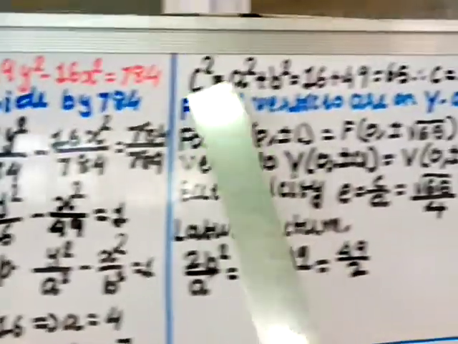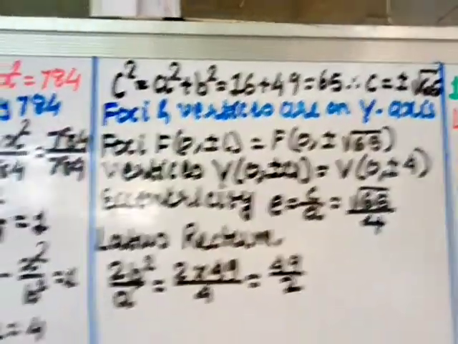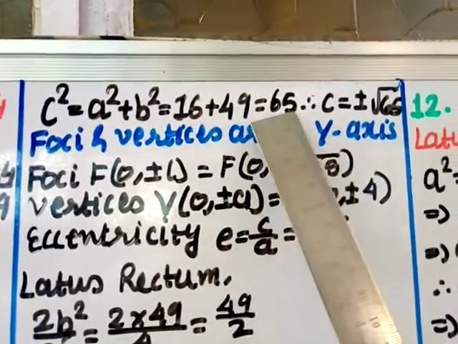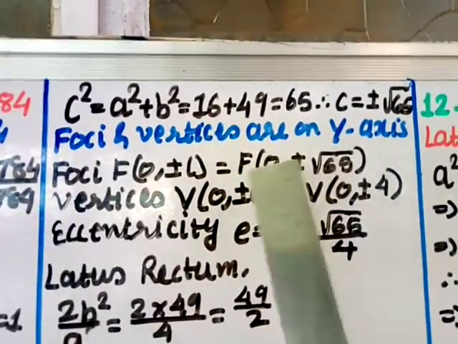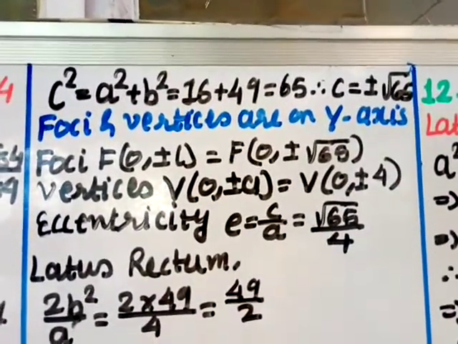Now c square equal to a square plus b square. A square value is 16, b square is 49, so put the value 16 plus 49 which gives you 65. This is the value of c square. Take a square root, so c equal to plus or minus root 65.